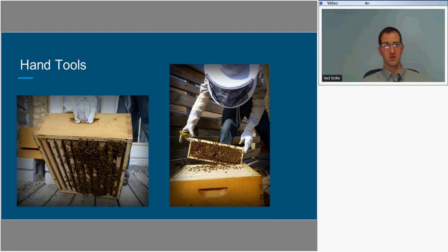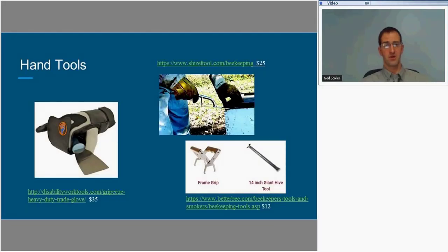But it can be a small tool and hard to grip. So this shows some different options. At the bottom right, we'll look at that picture first, the 14-inch giant hive tool from betterbee.com. That tool gives you 14 inches of pry bar strength. So the longer your hand tool, the less force you have to use to pry out those frames or to break the hive bodies apart.